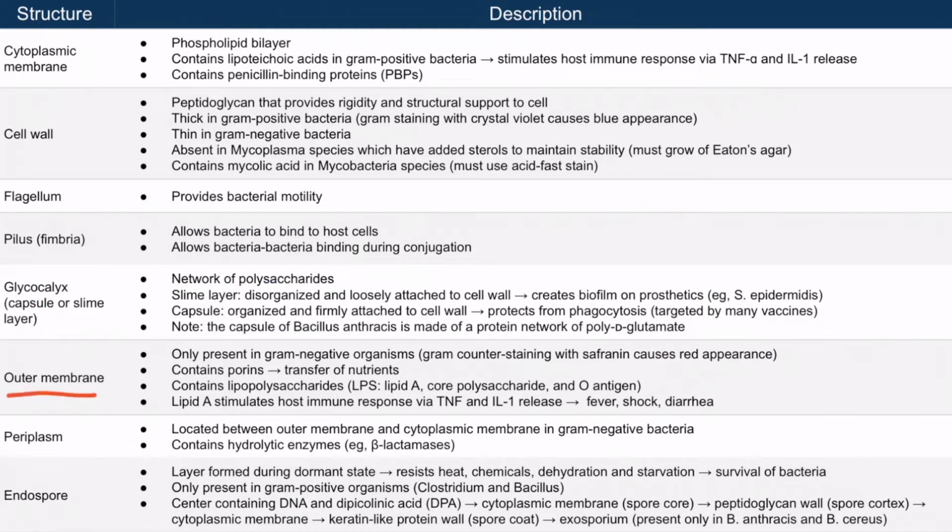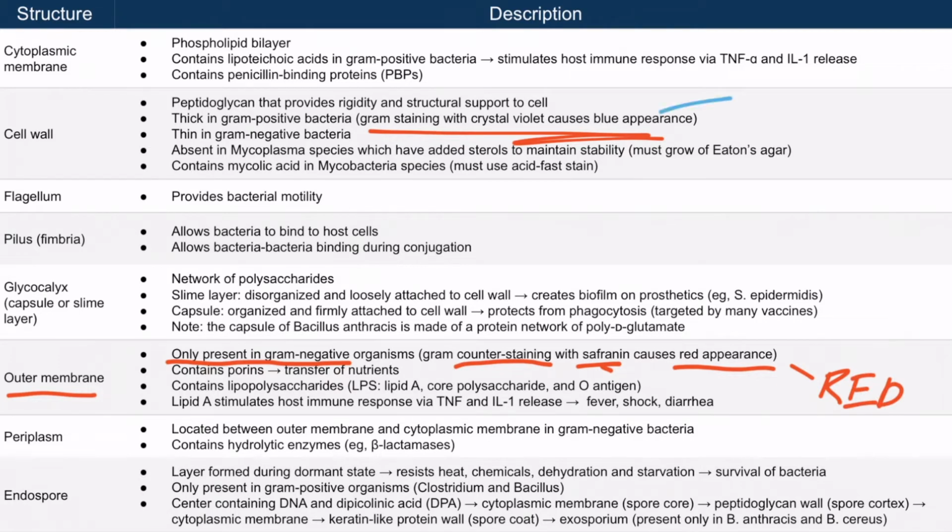Next, let's discuss the outer membrane. This is only present in gram-negative bacteria. And during the gram staining process, after the blue staining with the crystal violet is washed away, which we talked about up here, then a counterstain is applied. This counterstain is called safranin, and this safranin will bind to the outer membrane and give the cell that red appearance. That's why gram-negative bacteria appear red, whereas gram-positive bacteria appear blue or purple.